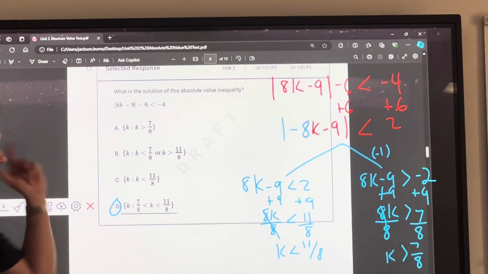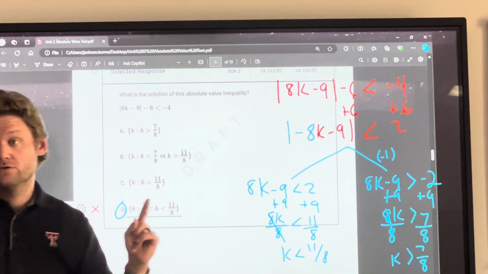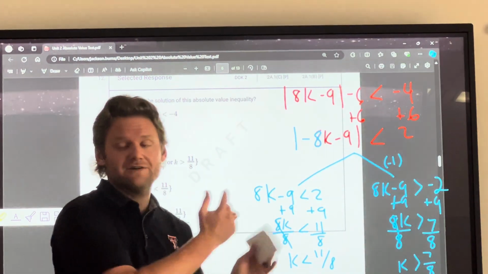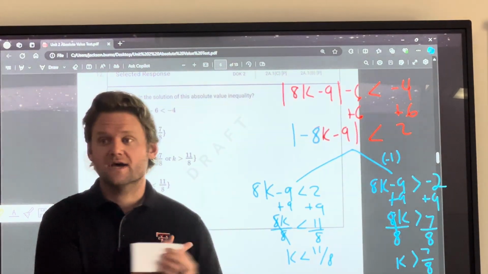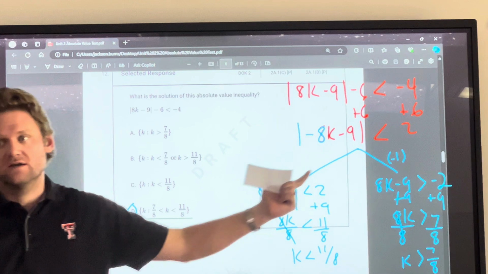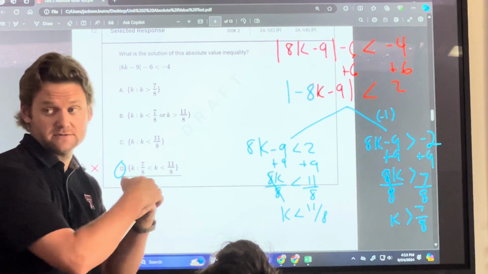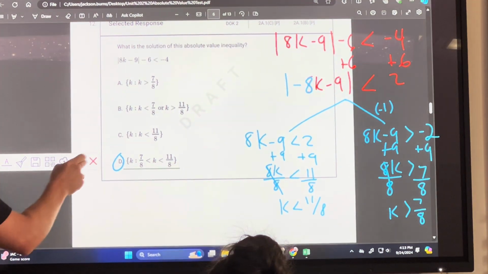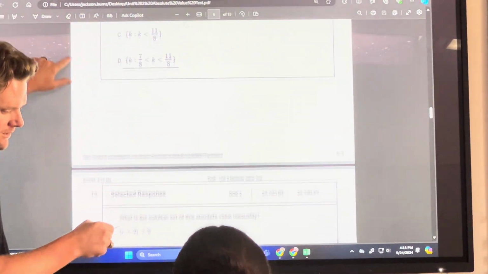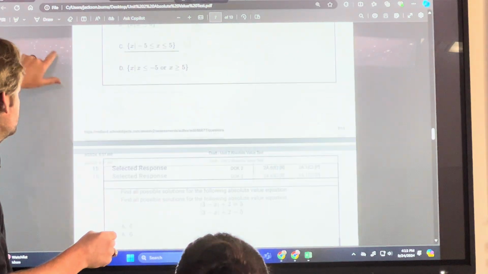All right, if the negative is inside the absolute value, when I divide by it, I have to flip the sign again. So your signs are just going to be backwards here if there's a negative inside the absolute value. All right, your inequality signs. Does that make sense? Okay. All right, 18.